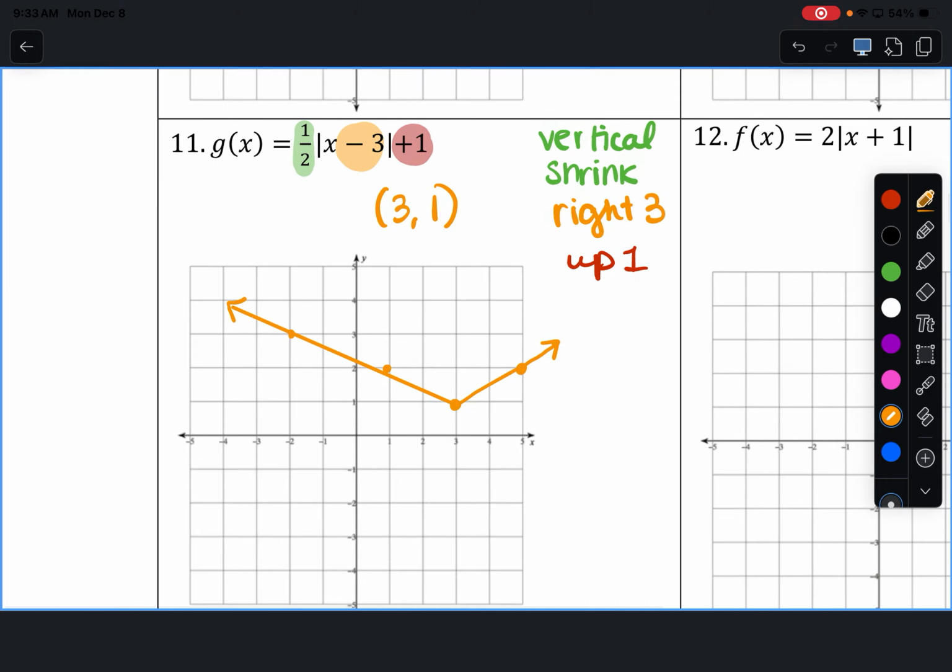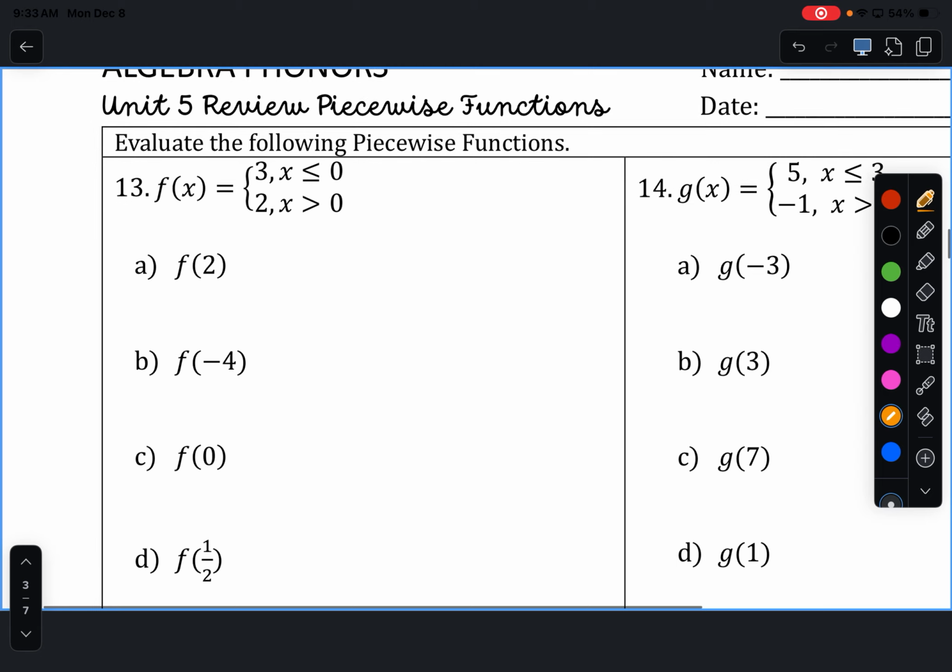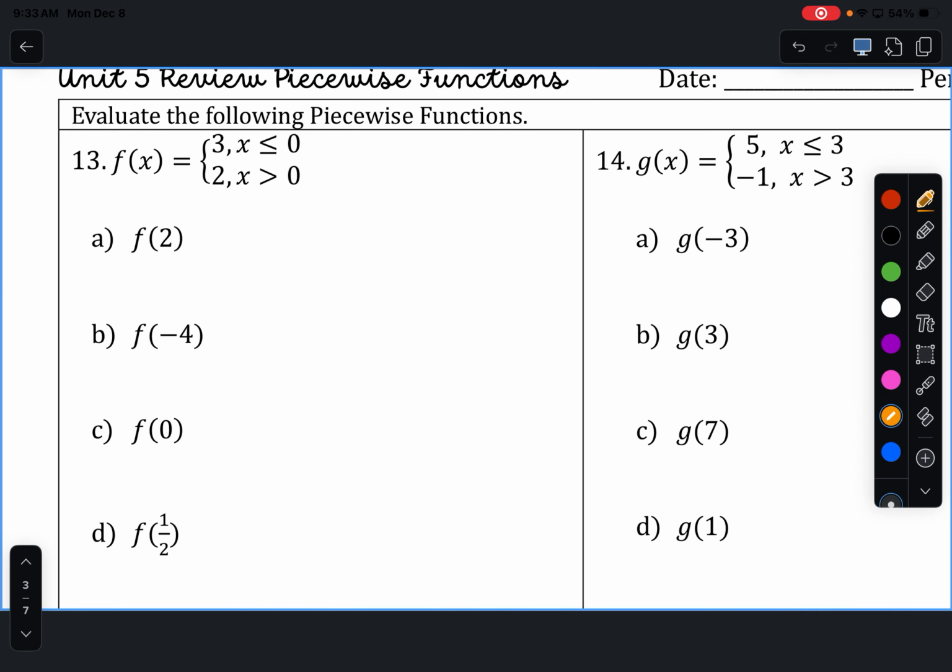Okay, that is us graphing our absolute value functions. We can do that. We got it. Pretty easy. Now the next section we're going to evaluate piecewise functions. When we evaluate, that means we are plugging in something. Whenever we evaluate piecewise functions, step 1 is to figure out which piece we need to plug into.